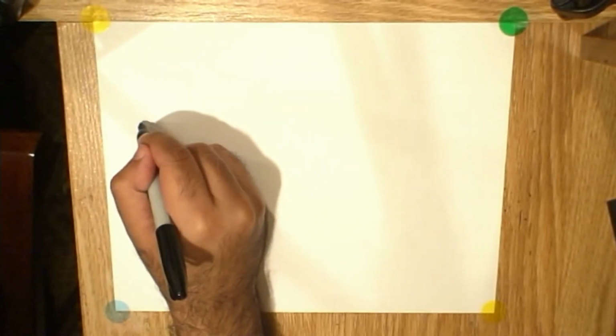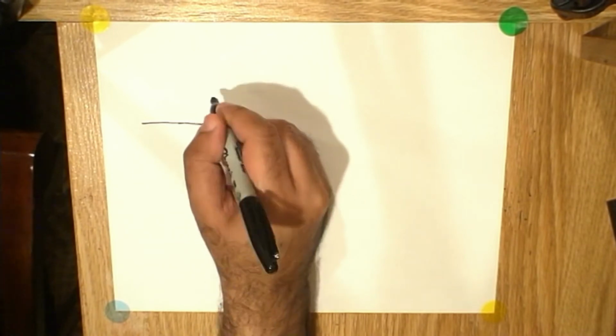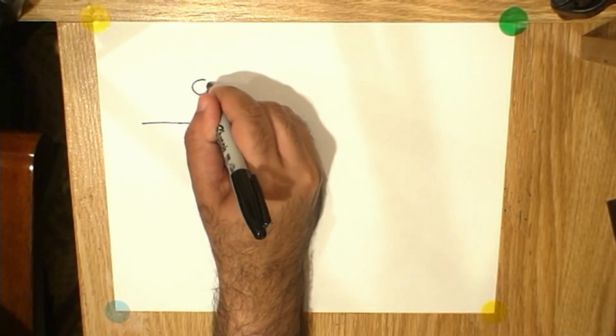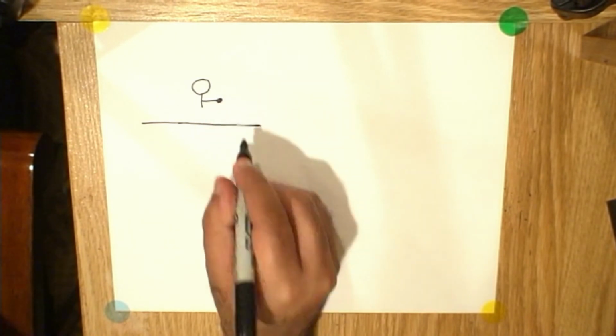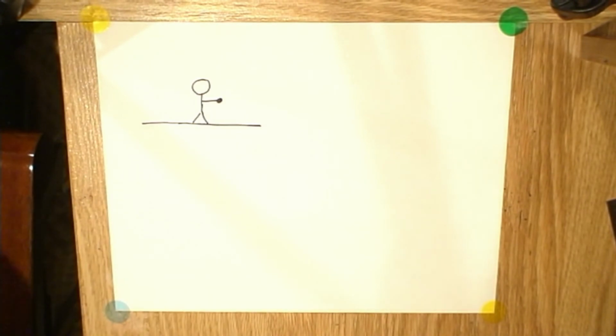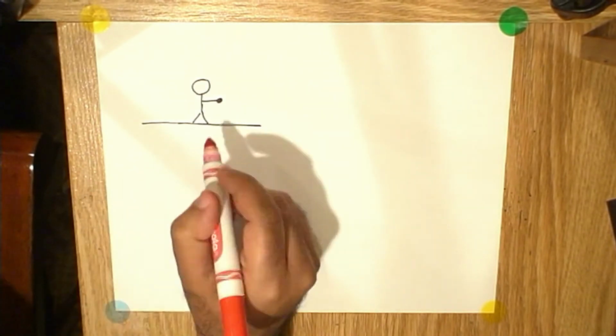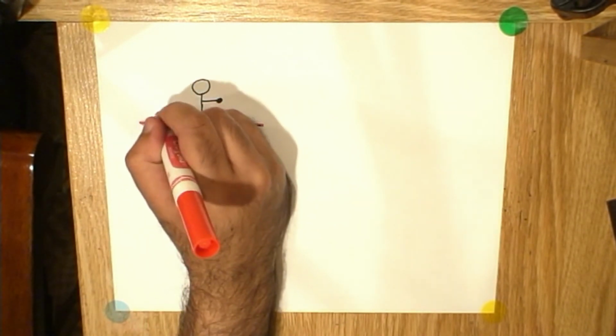Let's start out by drawing this situation. Here's a person who is holding a 3 kilogram object. We want to find out what the potential energy of this object is. Before we start, of course, we have to set our origin and axes.